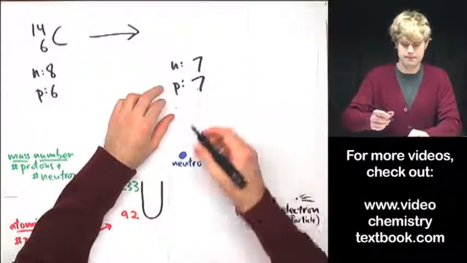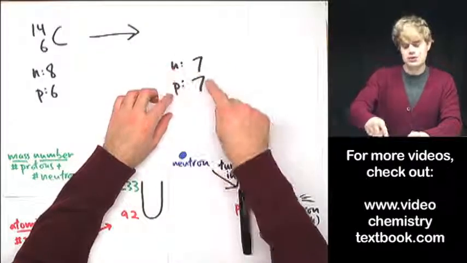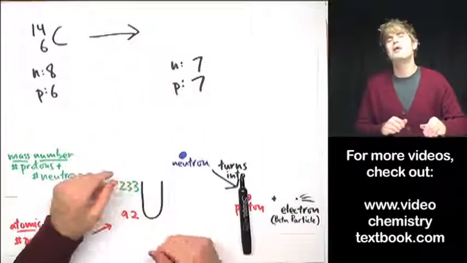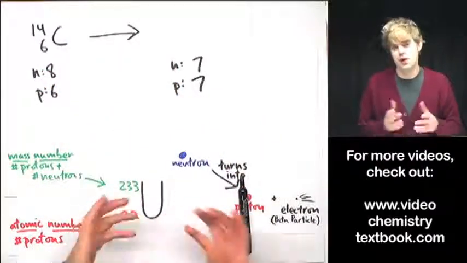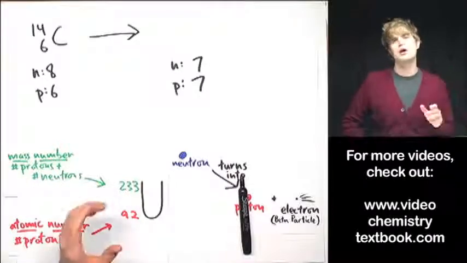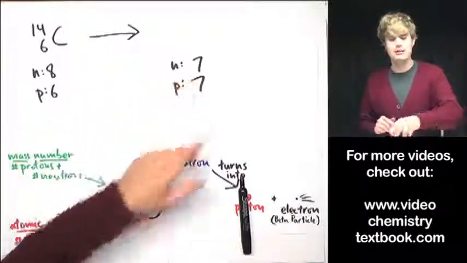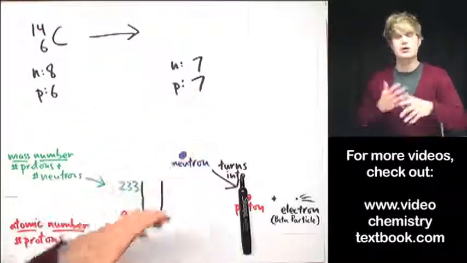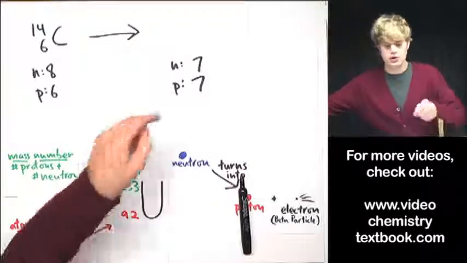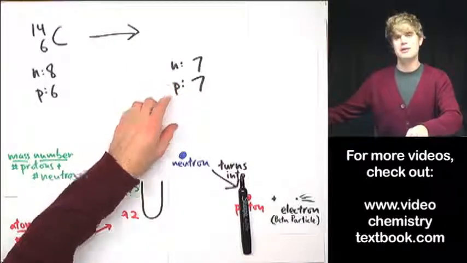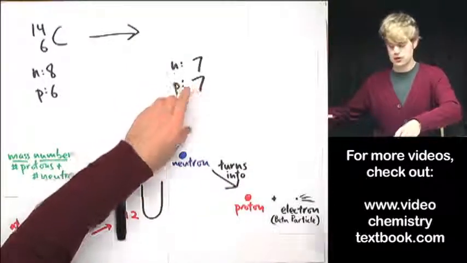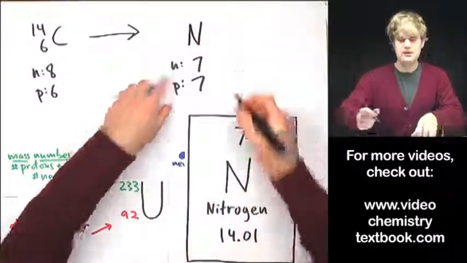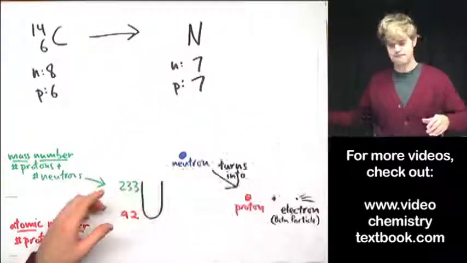So let's write this. First of all, I need to realize that my carbon turned into a new element when this decay process happened. Why is that? It's because the number of protons determines what kind of element you have. Here I had 6 protons, that made it carbon. But now that I have 7 protons, it's a different kind of element. So you look on the periodic table to find which element has 7 protons. It turns out that it's nitrogen, so the symbol I want to use is N.